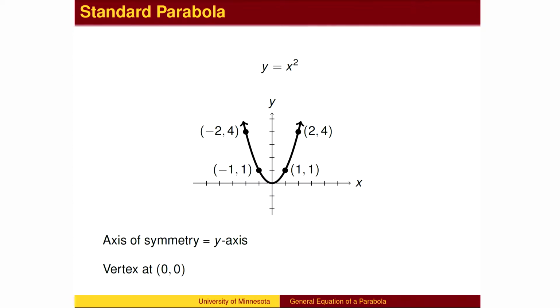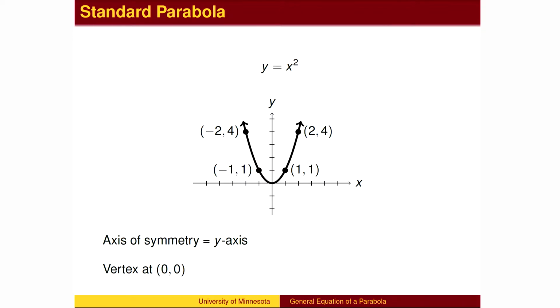The standard parabola is y equals x squared. The y-axis is the axis of symmetry. The parabola looks the same to the left of the y-axis as it does to the right of the y-axis. The point on the axis of symmetry, which divides the parabola into two equal branches, is called the vertex, which in this case is at the origin.